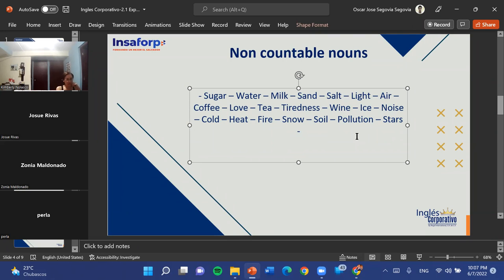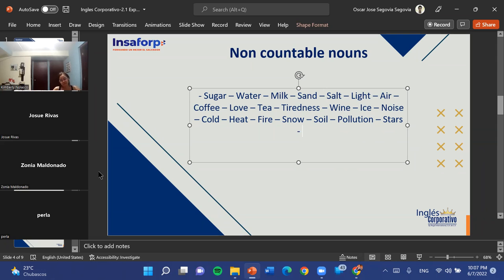Now, stars can be individualized, but at the same time, they're very, very hard to count. So I think they are both. Porque hay algunos que también son parte de los dos. O sea, eso también suele pasar.